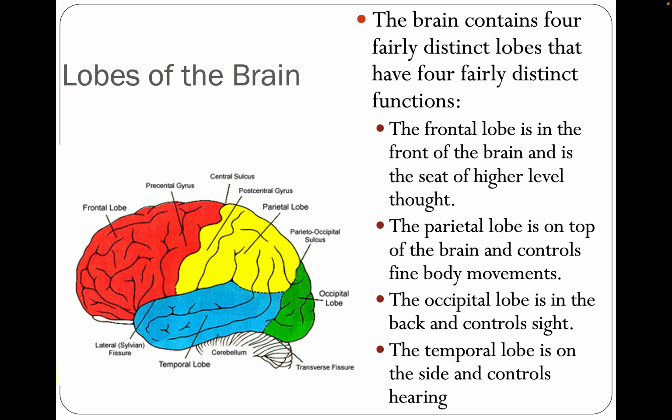The brain contains four fairly distinct lobes that have four fairly distinct functions. The frontal lobe is in the front of the brain and is the seat of higher level thought. The parietal lobe is on the top of the brain and controls fine body movements. The occipital lobe is in the back and controls sight. The temporal lobe is on the side and it controls hearing.